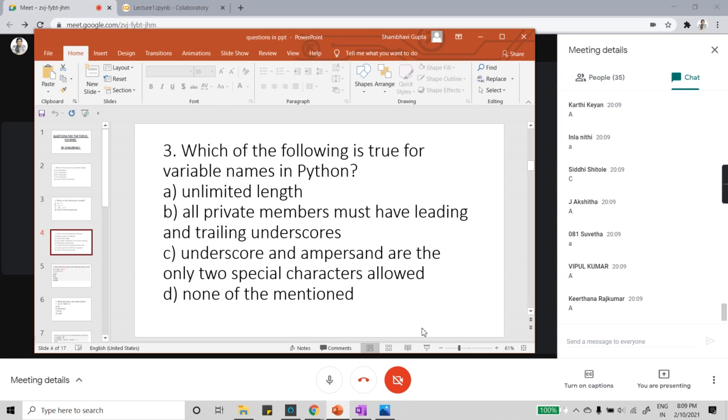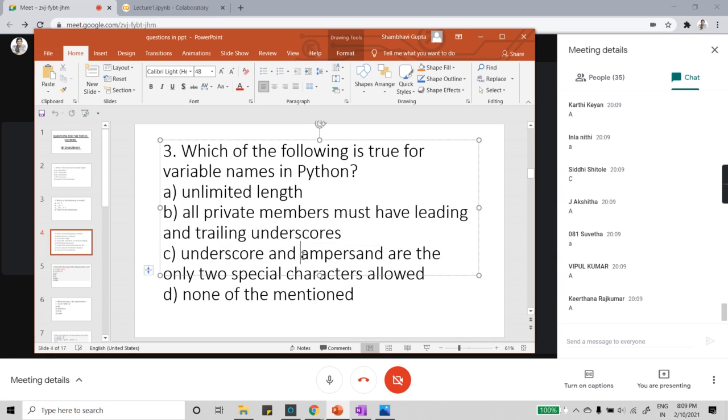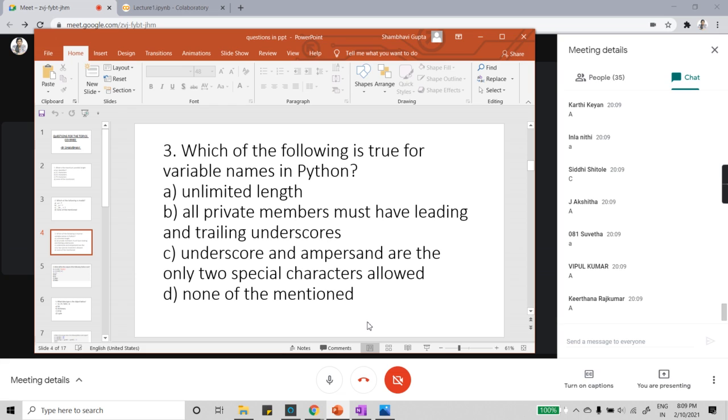Okay, guys, just listen to the question properly that I have written. Which of the following is true for variable names in Python? In option C, I have written underscore and ampersand. I have included one more special symbol, that is ampersand, right? But ampersand is not allowed, as we have the rule that special symbols are not allowed. Only underscore is allowed. So this C option cancels here. That is why the first answer is correct, that is unlimited length, and I just told you that variables can be of any length. Okay, Pranjal is saying A and C. How, Pranjal? Can you explain a little bit how A and C both are correct?